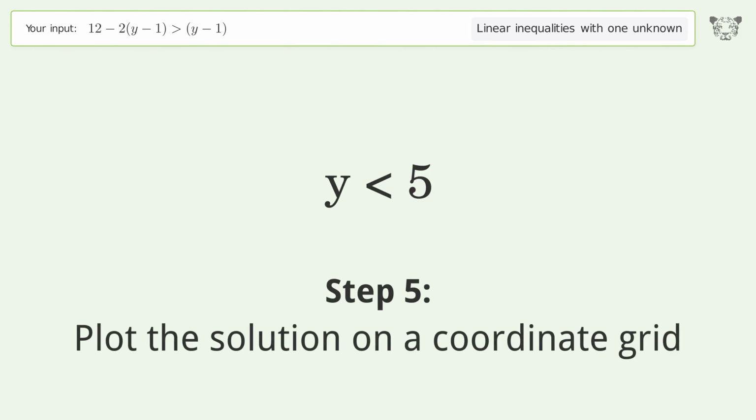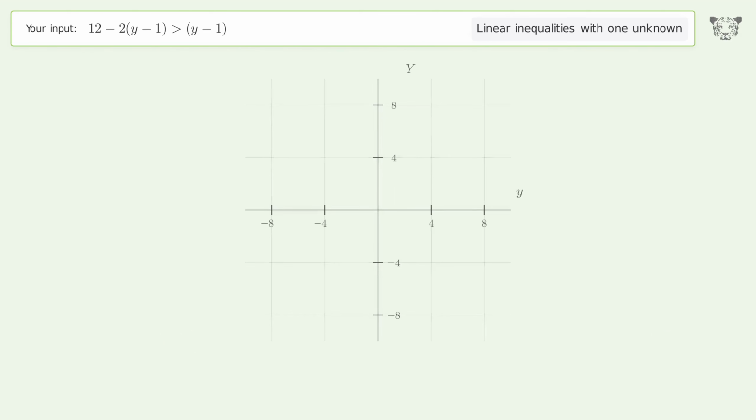Plot the solution on a coordinate grid. And so the final result is y smaller than 5.